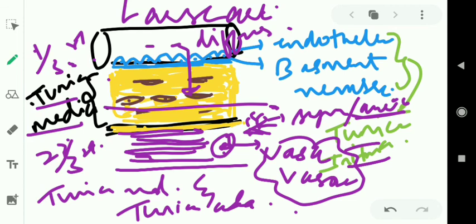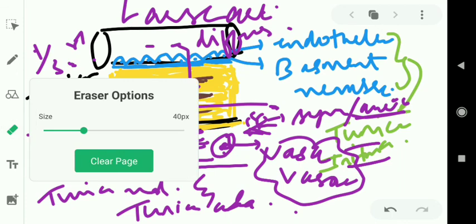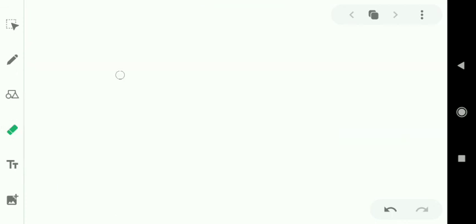In the next lecture we'll be studying the medium size arteries.